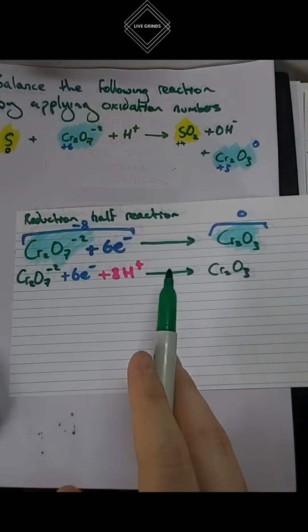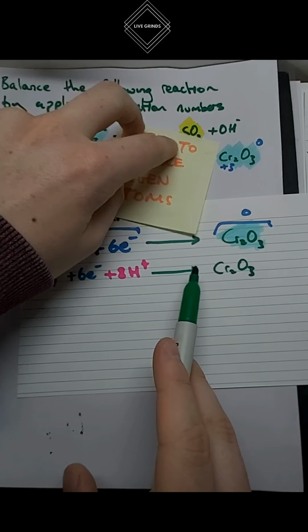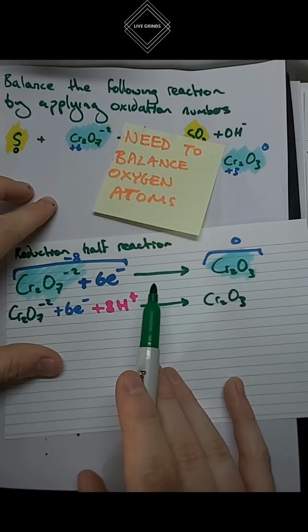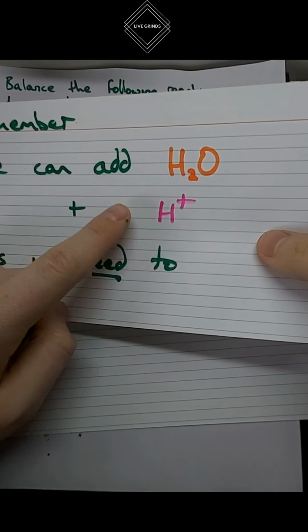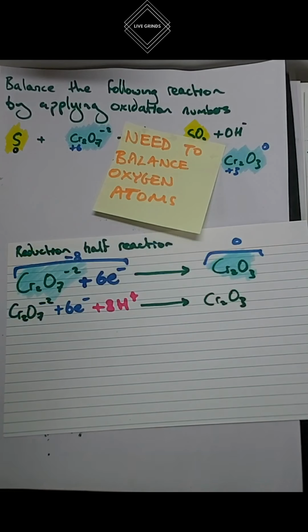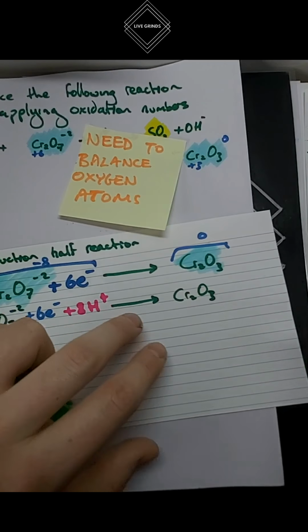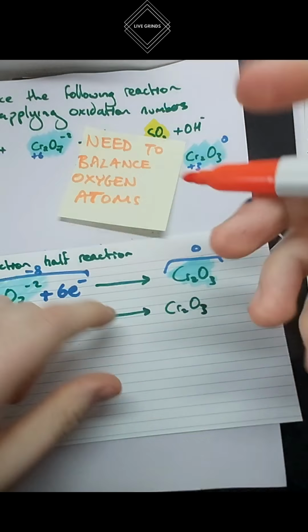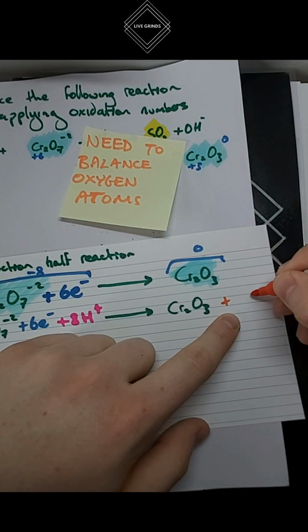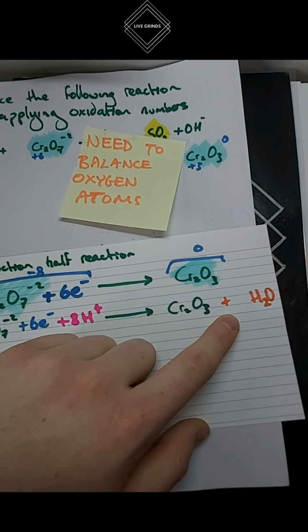Cr2O3. Now what I need to do is balance the oxygen atoms, right? This is the next step. And remember that rule, we can add and remove water, and we can add and remove protons as we need to. So right now we need to actually account for some water. So on the right hand side here I'm going to just write H2O. Now I'm going to add them as I need them.